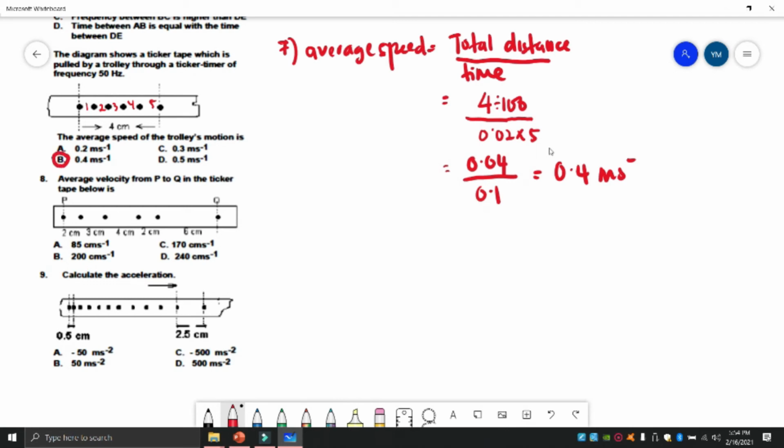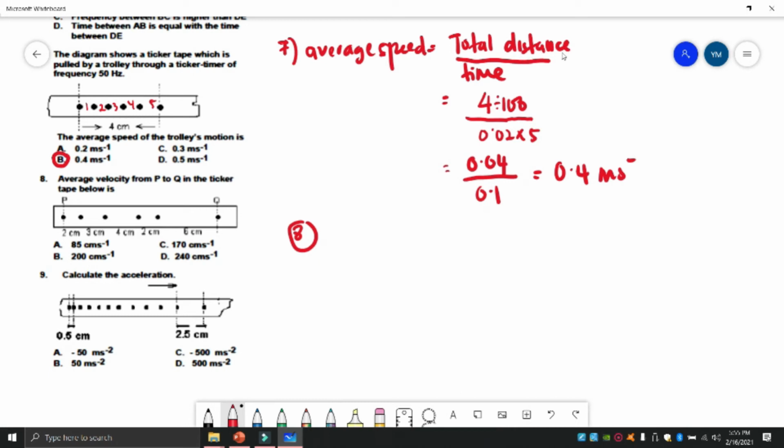How about number 8? Number 8 asks you to find the average velocity for P to Q. For this one, you have to add all the lines given here. It means the same formula, but this one uses total displacement.